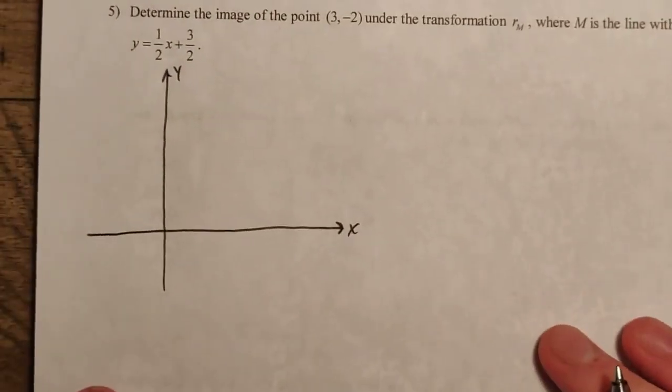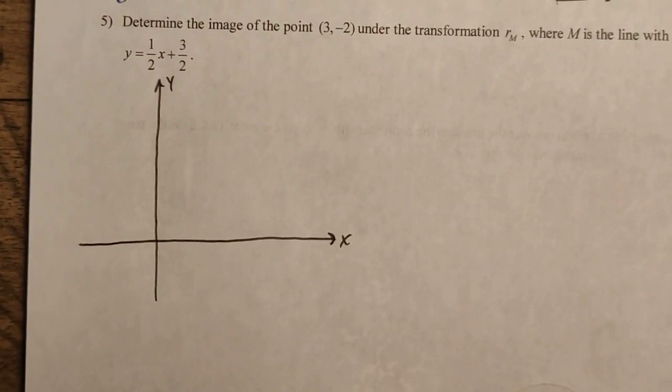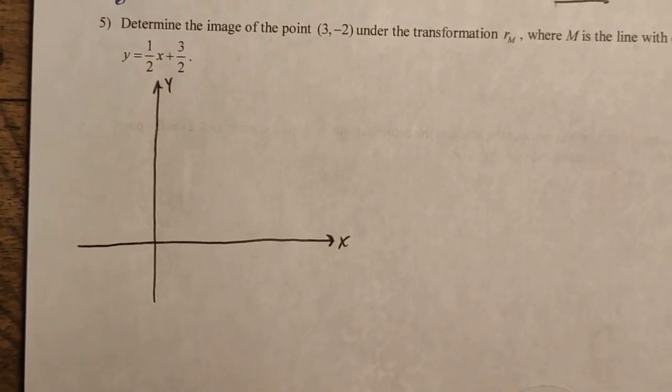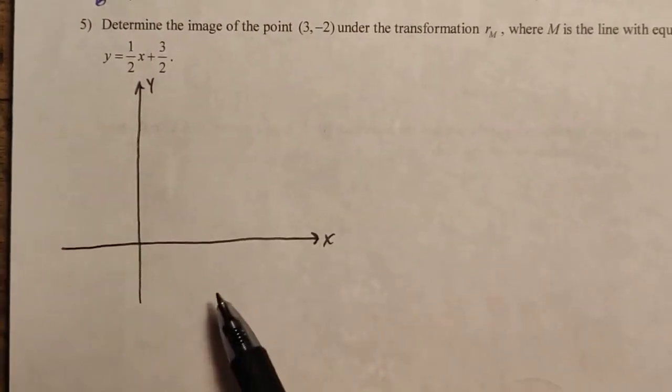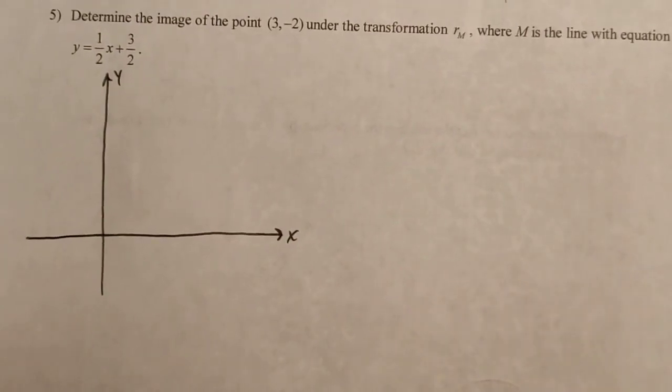Alrighty, now let's look at number 5, the last one here. We're going to determine the image of the point (3, -2) under the transformation, reflection over line M, where M is this line here. You may recall this is very similar to what we looked at in part 2 of the lecture notes. So we're going to sketch this out and see what happens.